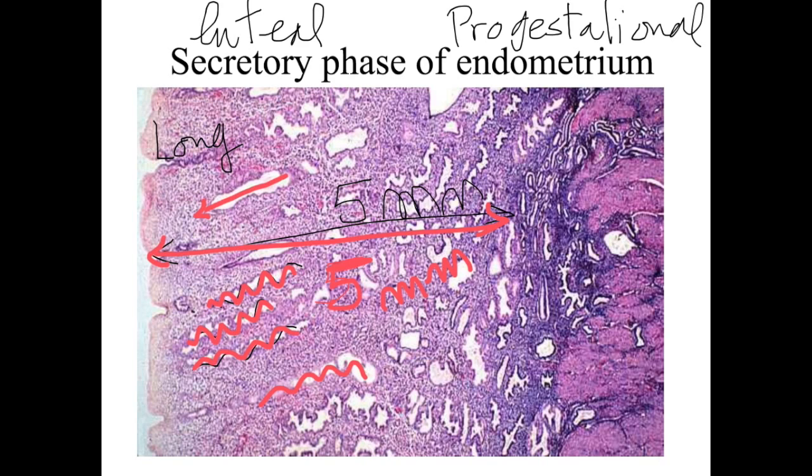Also, at the same time, the spiral arterioles are now congested. You may see here some congestion of the blood vessels. Actually, it is present in the section, congestion of the blood vessels.